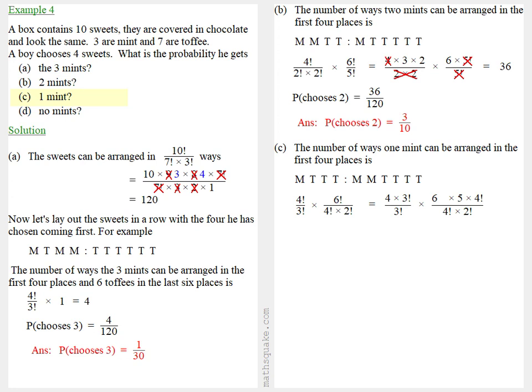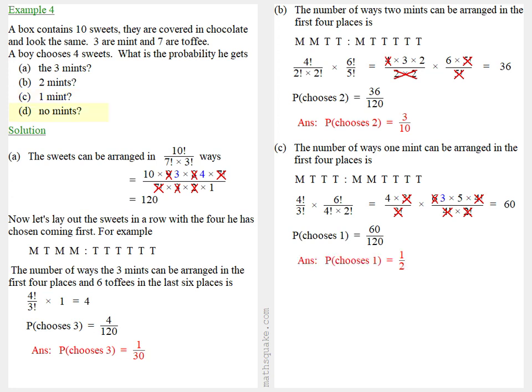And if we write that out, it does cancel down a lot and leaves 60. So the probability he chooses 1 is 60 over 120, or a half.